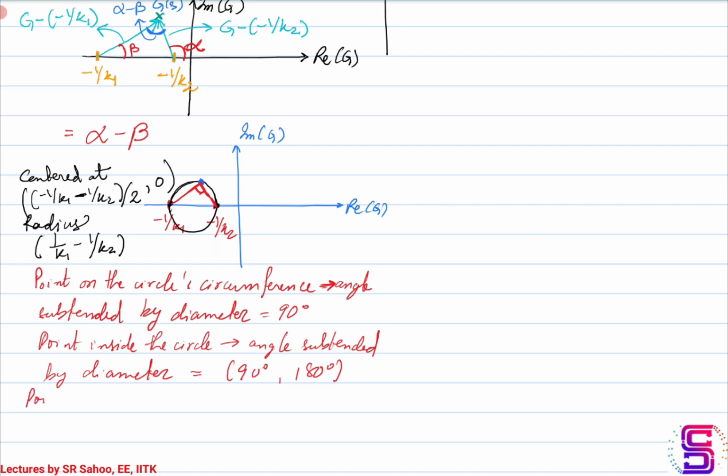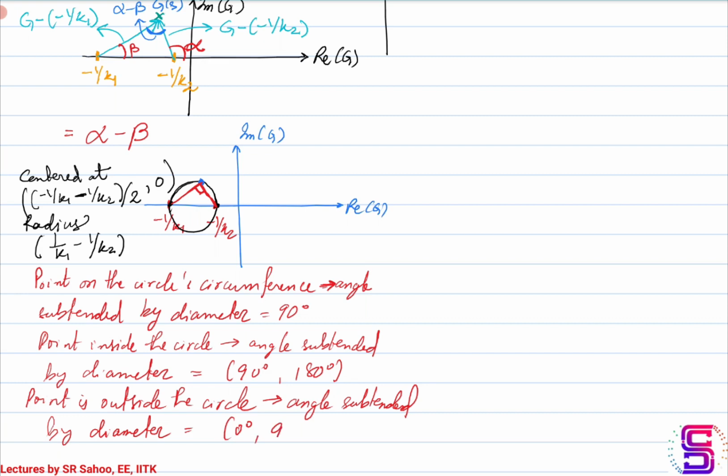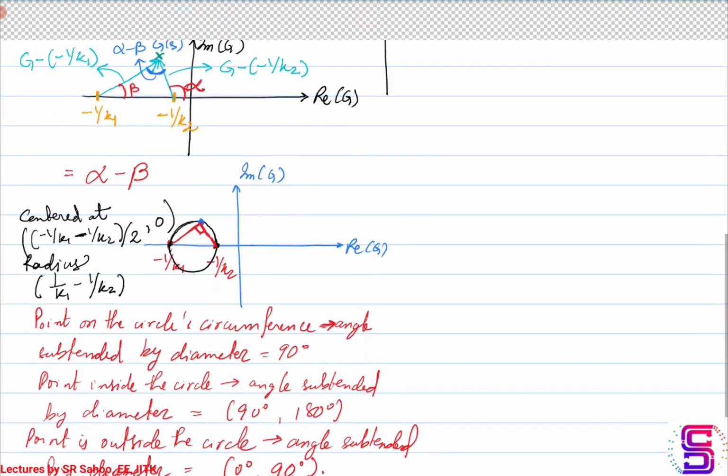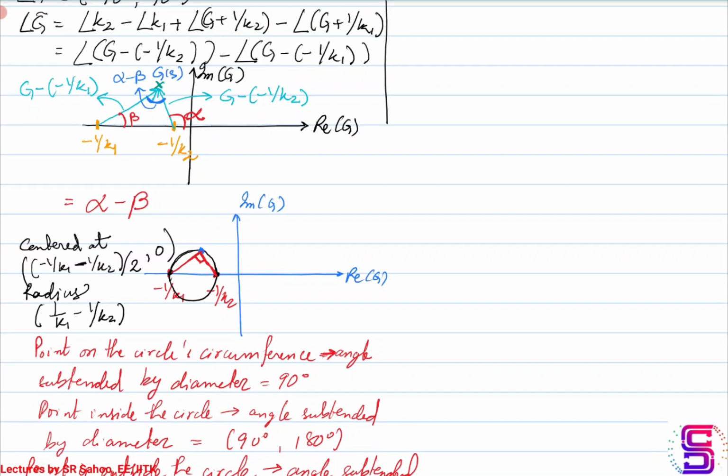Similarly, if the point is outside the circle, then the angle subtended by diameter is going to be somewhere between 0 degrees to 90 degrees. This is what we are talking of, only the upper half. So if you come to the lower half, then the angles would be considered as between minus 90 to 0 or minus 180 to minus 90 and so on. Okay. Now this is what we have. So if you notice, the angle of G tilde has been represented as the angle subtended by the two sides at the point G of s, at the corner G of s.